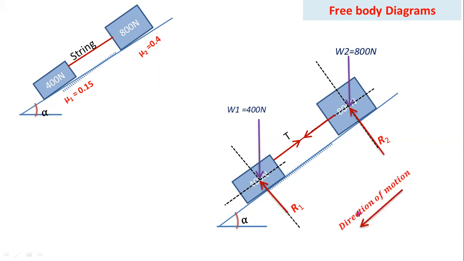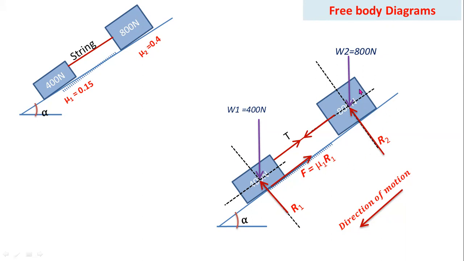Now let's consider the direction of motion of the block. This is the direction of motion of the block. Now you have to consider the opposite frictional force. This is the frictional force between the block 400 newtons and the plane. Already we know that friction force always acts parallel to the support and also opposite to the direction of the motion of the block. Here the direction of motion of the block is downward, so you have to consider upward friction force.